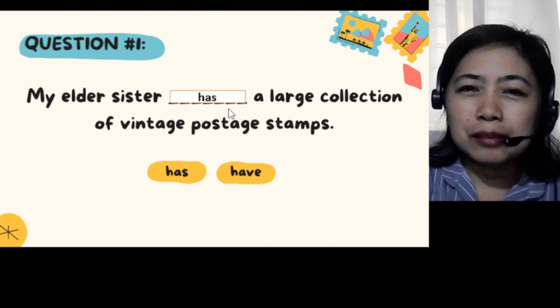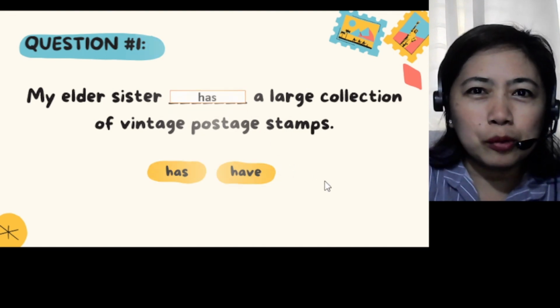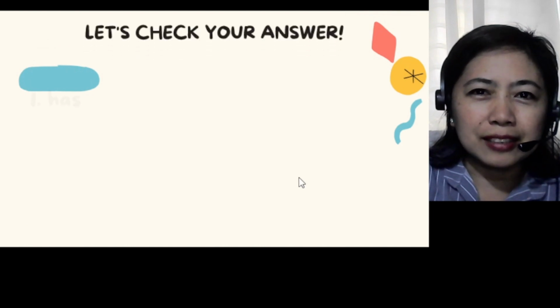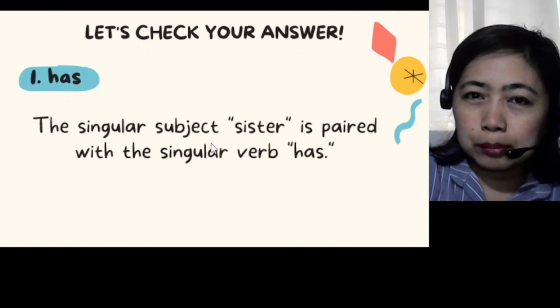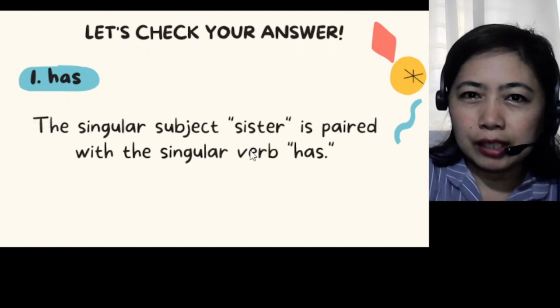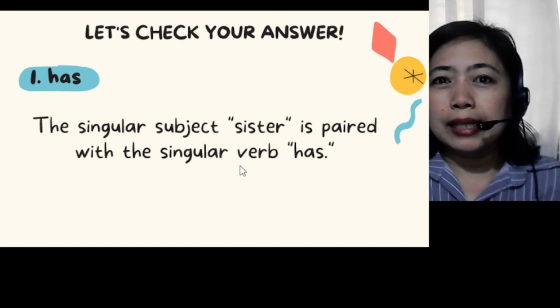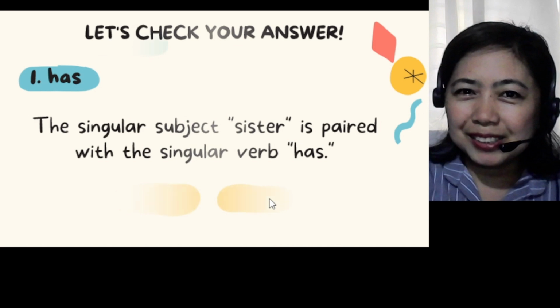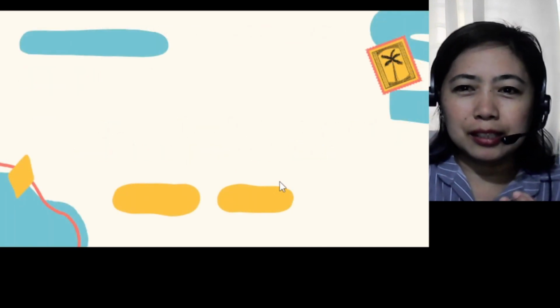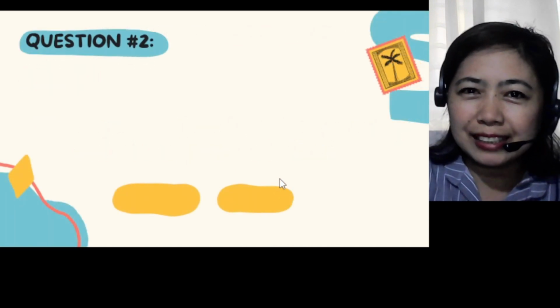Okay, we have here, my elder sister has. Why is that so? Why do we have has here? The subject there is sister, a singular subject, so that should be paired with the singular verb has. Has is singular while have is plural. For our better understanding, we have here other sentences.